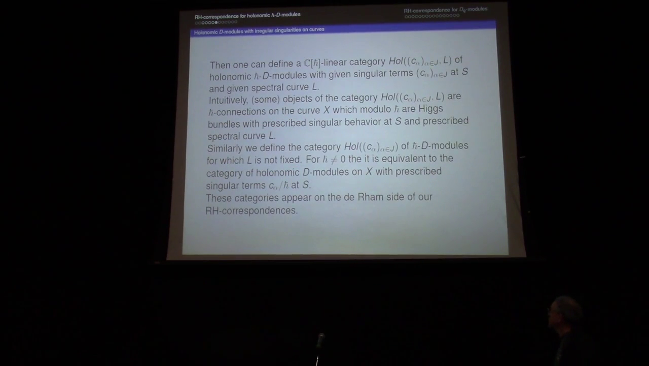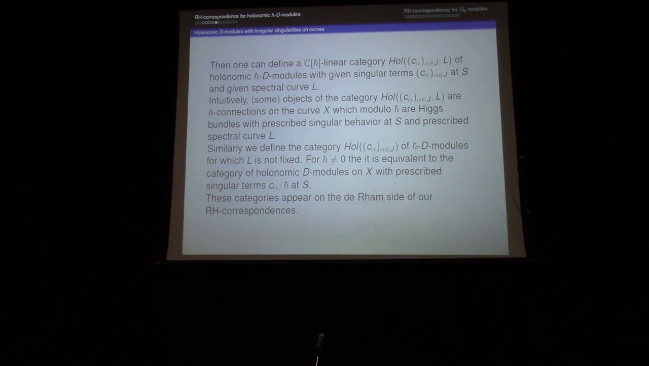All right. Then we can define two types of categories. On the de Rham side, where the D-modules live, we consider the category of linear or polynomial families of holonomic ħ-D-modules, for example ħ-connections on the curve, with prescribed singular terms at the given points. As well, with a fixed spectral curve, we consider the limit specialization as ħ equal to 0. So this is just exactly what I said.